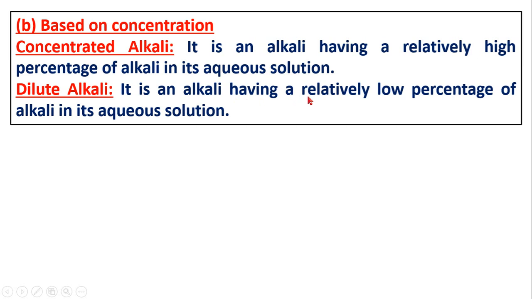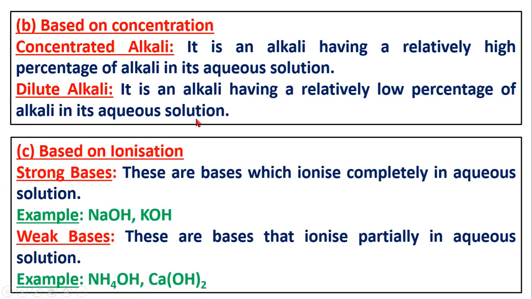Dilute alkali is an alkali having a relatively low percentage of alkali in its aqueous solution. So in a solution, the percentage of base is low. It is a diluted alkali.